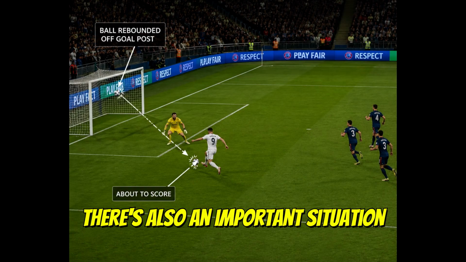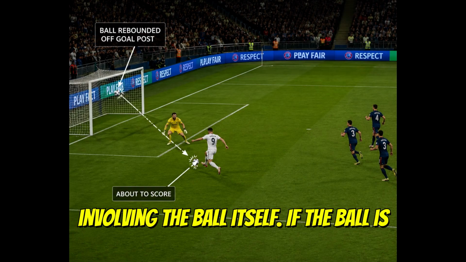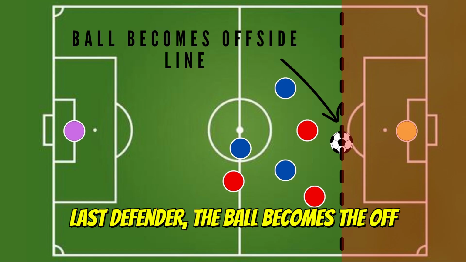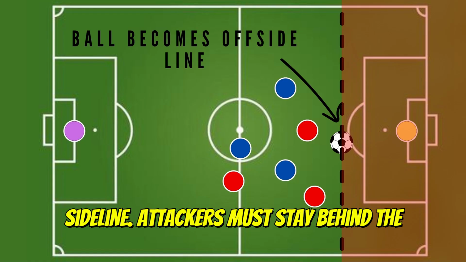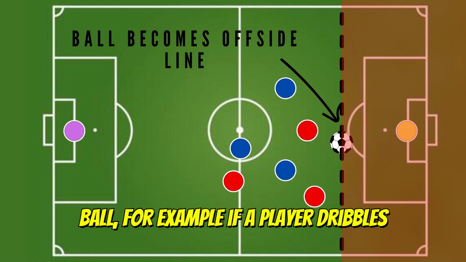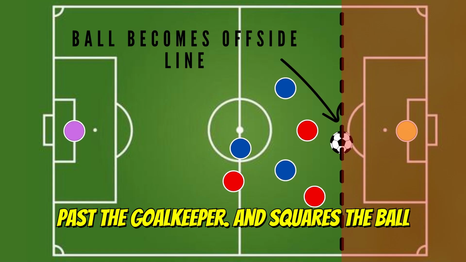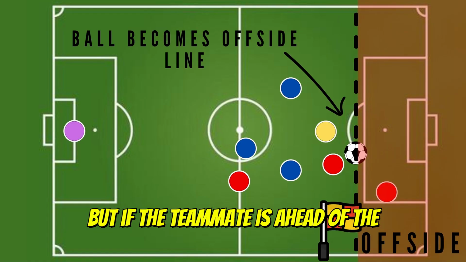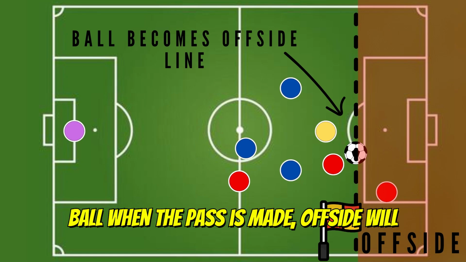There's also an important situation involving the ball itself. If the ball is closer to the goal line than the second last defender, the ball becomes the offside line. Attackers must stay behind the ball. For example, if a player dribbles past the goalkeeper and squares the ball to a teammate behind them, that's legal. But if the teammate is ahead of the ball when the pass is made, offside will be called.